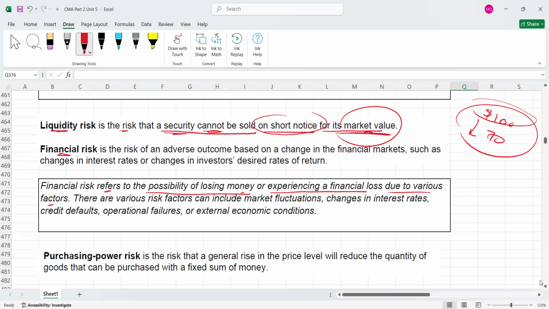Those factors could be market fluctuations, so you may lose the money due to changes in the market. Maybe changes in interest rate, you may lose the money, as I gave you the example of interest rate risk, right? Maybe due to credit default, maybe due to operational failure of the company, maybe due to other external economic conditions, maybe due to economic recession, you can lose the money. That is called financial risk. So this is the keyword: financial risk refers to the possibility of losing money or experiencing a financial loss due to different factors. If you are losing money or experiencing a loss, that is your financial risk.